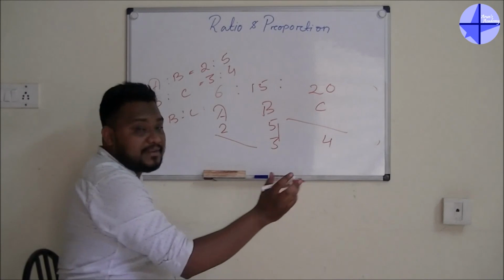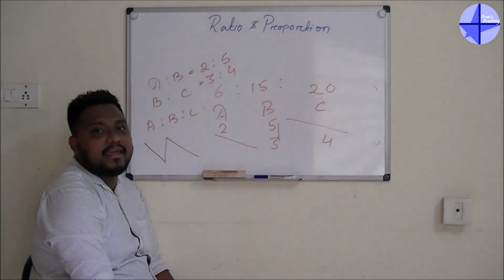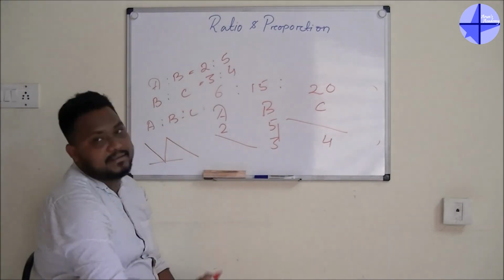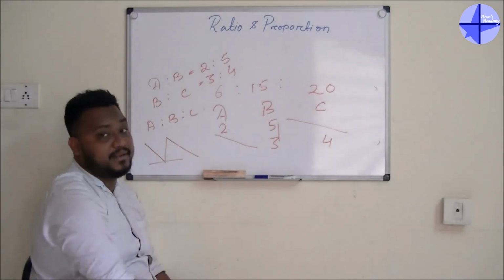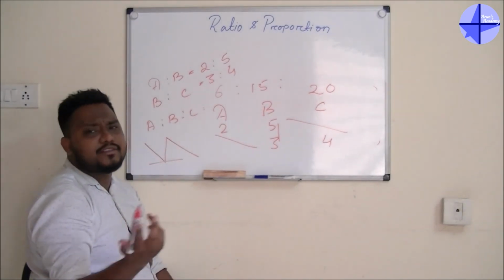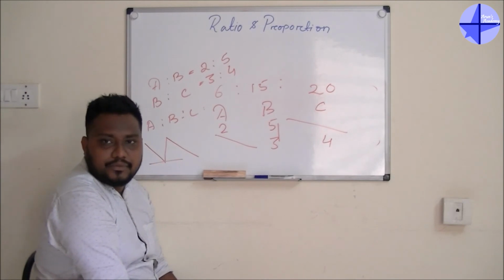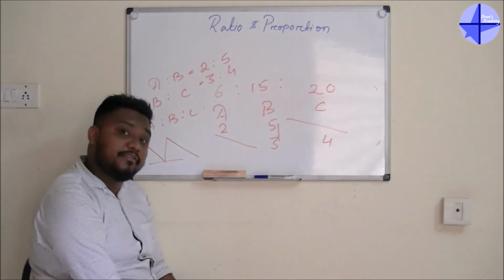Okay? And the pattern is Z. So just remember the pattern, you can find the answer. That much simple it is. After getting this particular ratio, after that you can solve the question. After that the question will be your type 1 or type 2. So let's try another difficult one.